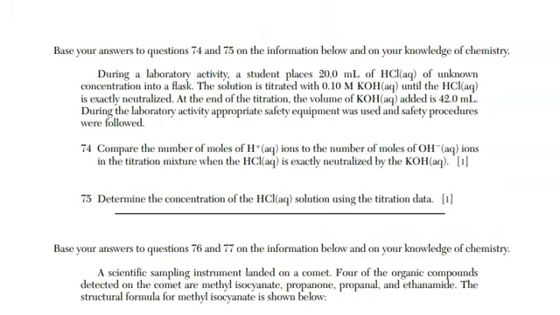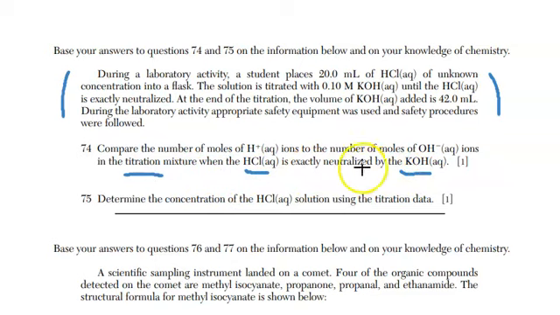We now are at questions 74 and 75. Again, there's a long reading passage here. What's happening is there's titration going on. That means that we have the concentrations and volumes of an acid and a base. Usually you have one and then you figure out the other. Let's go to 74. It says compare the number of moles of hydrogen ions to the number of moles of hydroxide ions in the titration mixture when HCl is exactly neutralized by KOH.